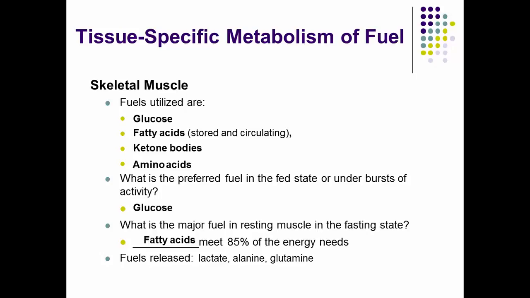Lactate, alanine, and glutamine, right? Lactate and alanine can be utilized for making glucose in the liver during fasting condition. In the fasting condition, muscle releases a lot of lactate and alanine for gluconeogenesis in the liver, and glutamine is also released from the muscle during fasting, which can then be picked up by other tissues, used for energy, and also for making glucose in the kidneys, right?